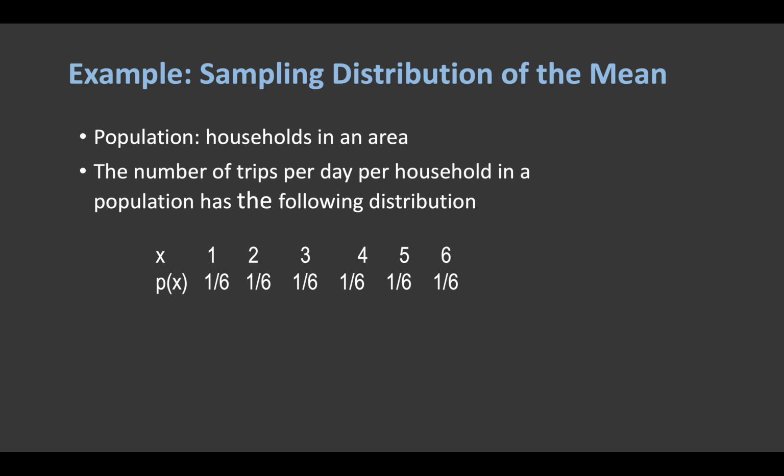Let's look at one example, and hopefully this will make more sense. The example here is the sampling distribution of the mean, right? The population is households in an area, maybe in the Boston area, right? All the households in the Boston area. And what we are trying to find is the number of trips per day per household. In the population, it has the following distribution.